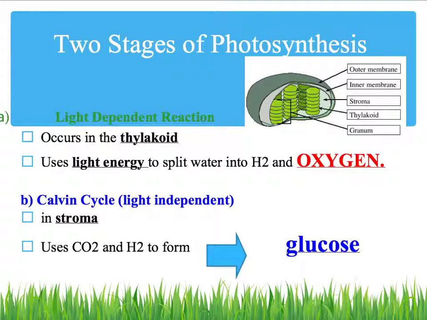Photosynthesis can be divided into two stages. The first one happens in the thylakoid, and it will need light to split water into H2 and oxygen. And the second stage will happen outside the thylakoid in the stroma, and it will use CO2 and H2 to form the molecule known as glucose, our food molecule.